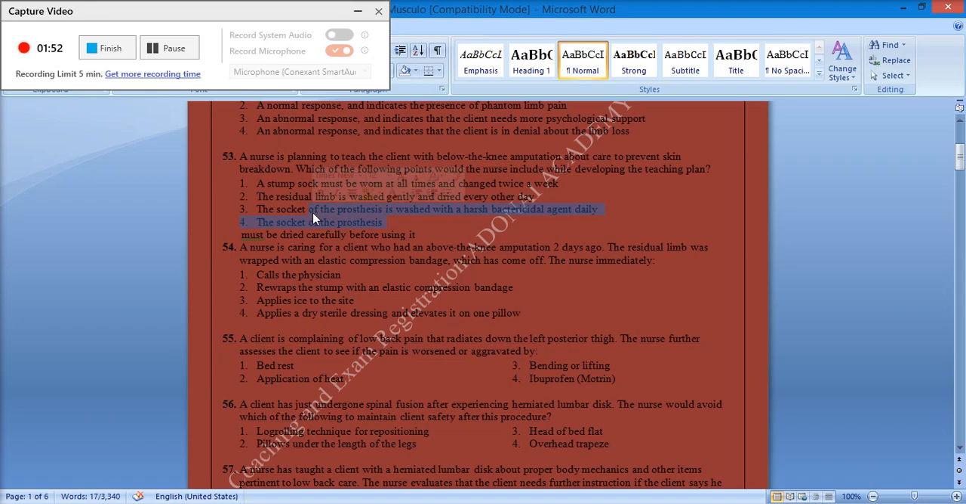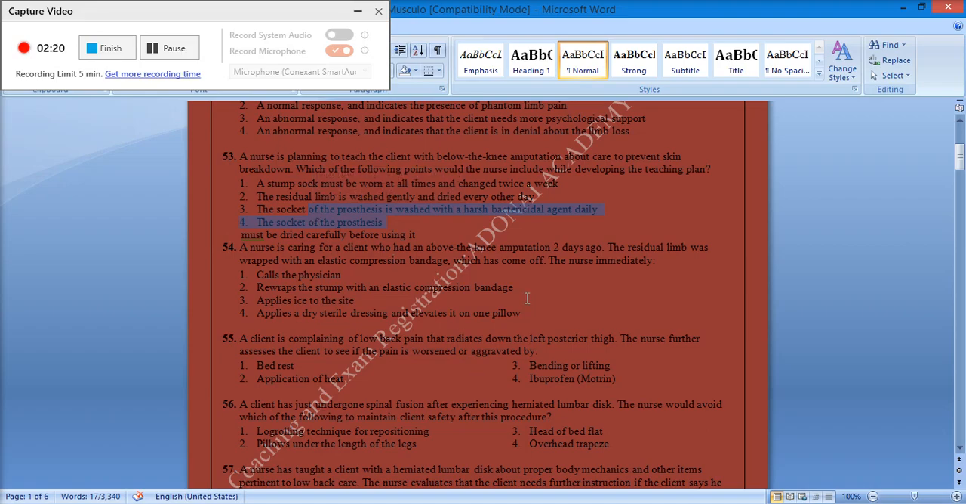54. A nurse is caring for a client who had an above the knee amputation 2 days ago. The residual limb was wrapped with an elastic compression bandage, which has come off. What should the nurse do immediately? 1. Call the physician. 2. Rewrap the stump with an elastic compression bandage. 3. Apply ice on the site. 4. Apply a dry sterile dressing and elevate it on one pillow.